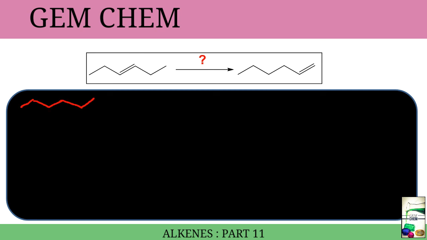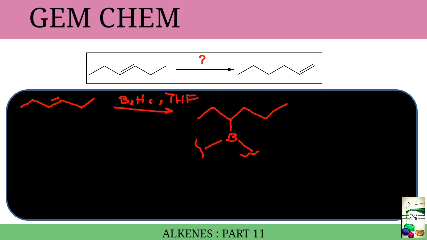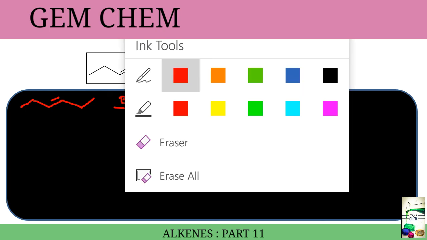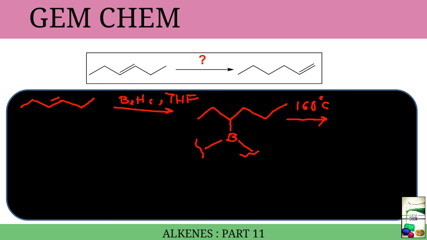Now see this one. This one is reacting with B2H6 in THF. Okay, so we are getting the boron like this, B, and here are the 2 same groups. Next we are heating it at 160 degrees Celsius. Now what will we obtain? We will get the isomerized product. So it will be like this, and here is the boron, and here is one group, and here is another group.